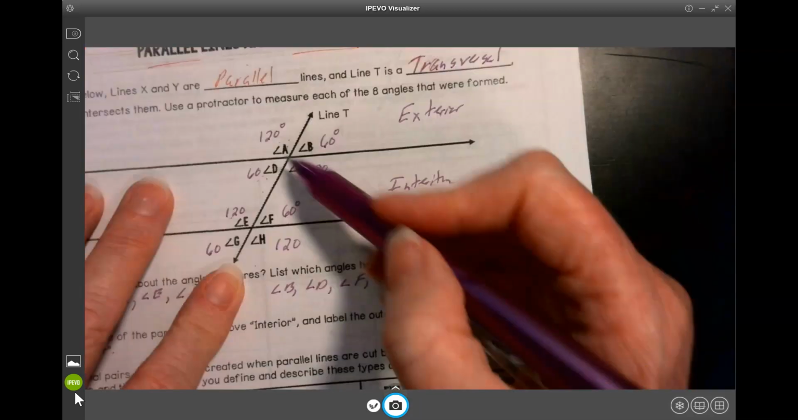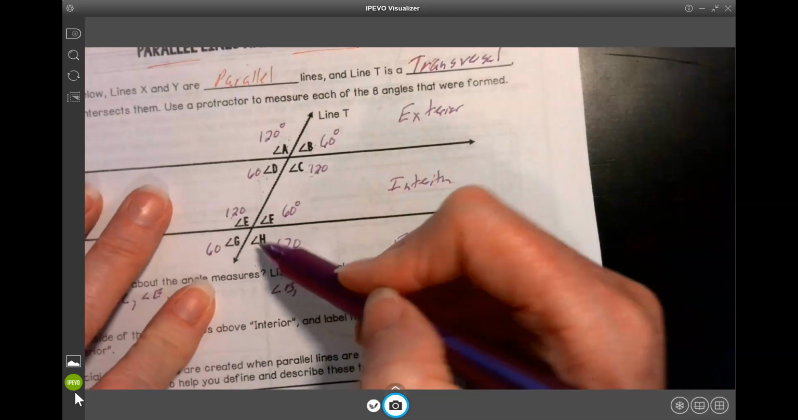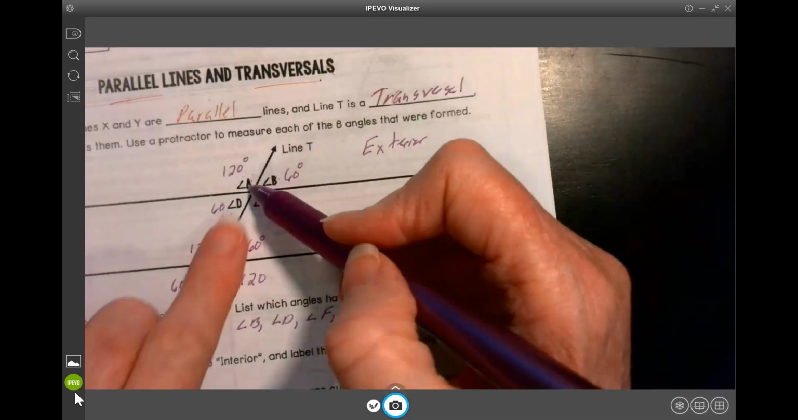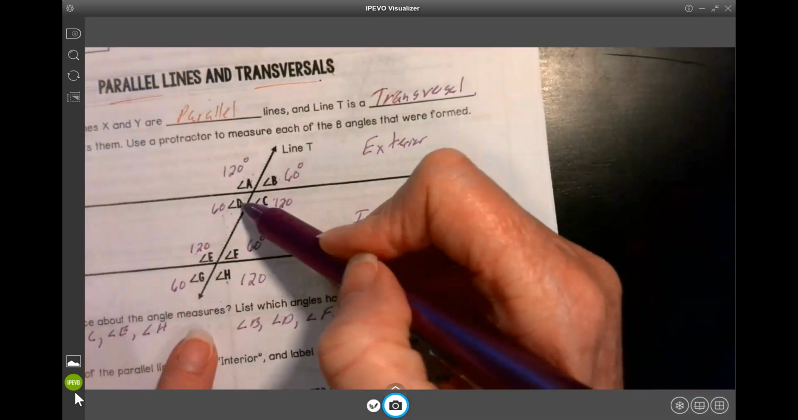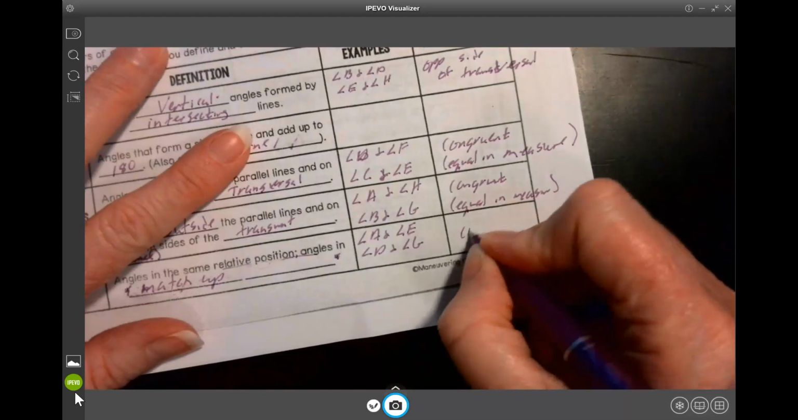Okay, do you see what I'm doing there? Angle B matches up with F. Angle C matches up with H. So there are 4 pairs. Now what do we know about them? Well, look at those corresponding angles. They're equal. D and G are corresponding angles. Look at their measures. Exactly. So these are also all congruent.